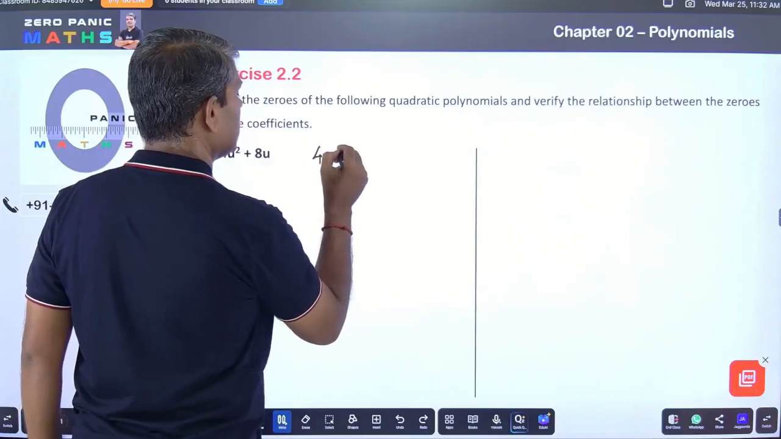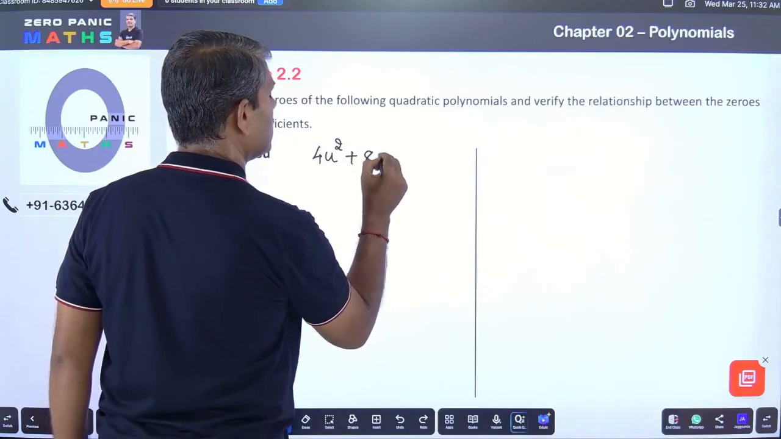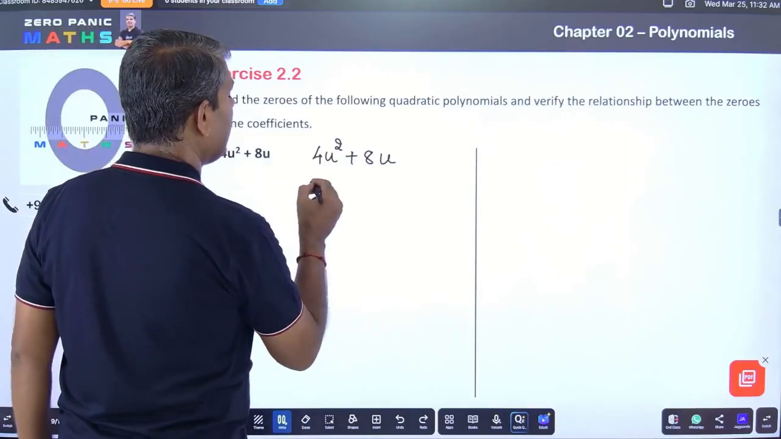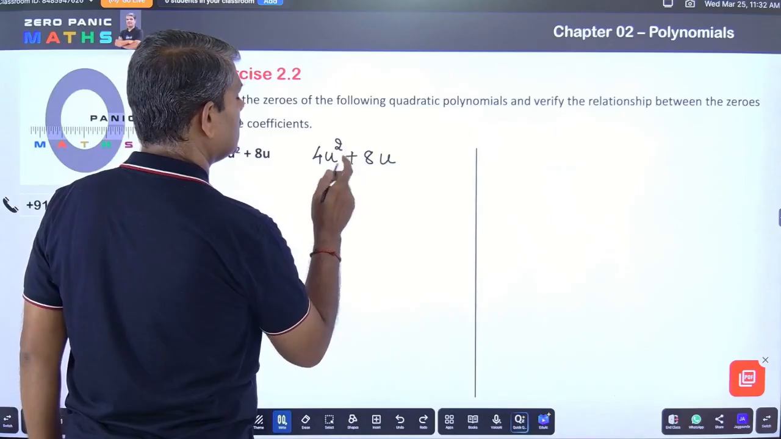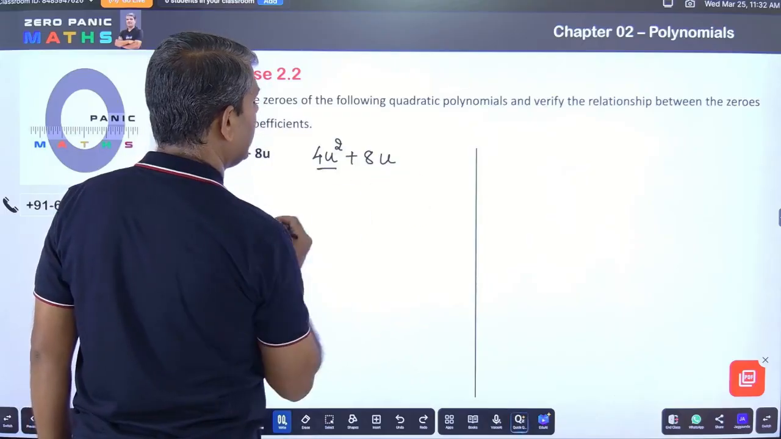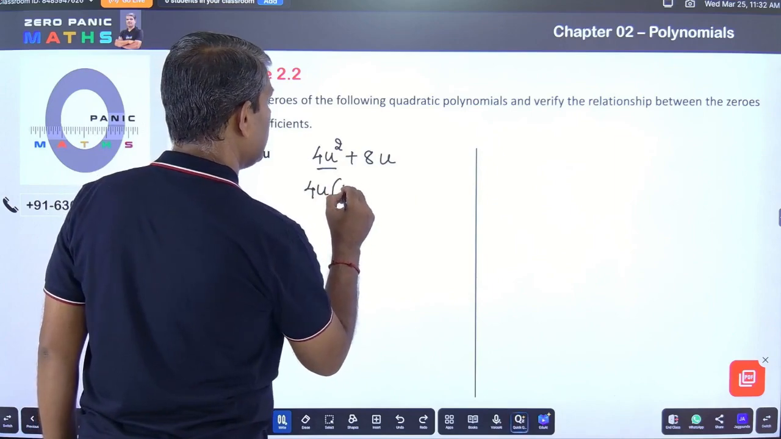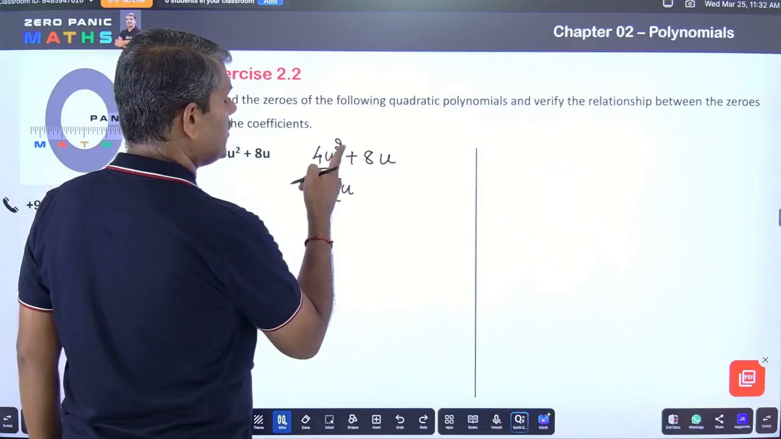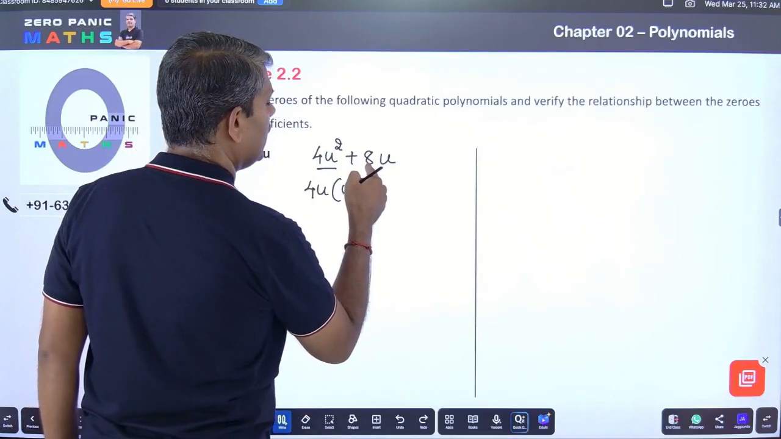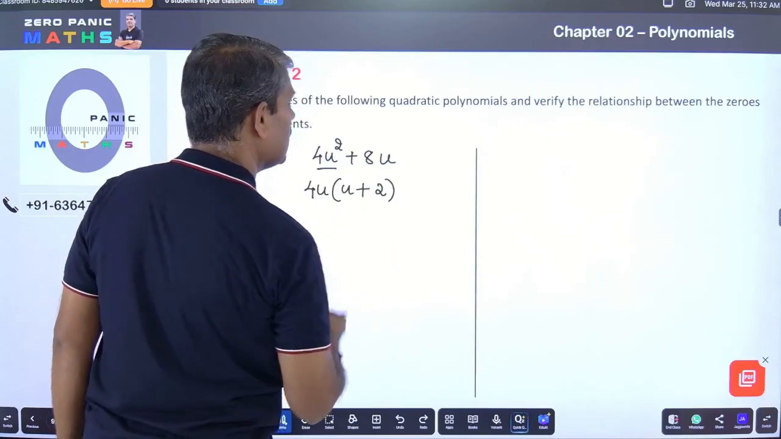Here the quadratic polynomial is in terms of u. Observe this, 4u square and 8u. Can I take something common from here? It is 4u. From here also I can take 4u. So if I take 4u as common, what is remaining inside? The first term, 4u into u gives 4u square, and 4u into 2 actually gives me 8u, so it is u plus 2.